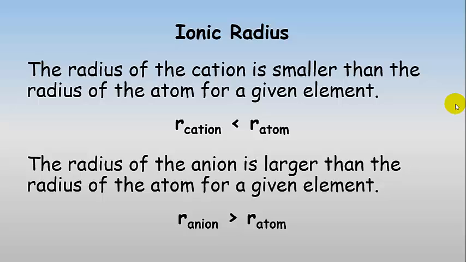All right? So again, the anion and the atom are going to have the same number of protons. But now the anion has more electrons than the atom. So more electrons to keep track of, and same amount of positive charge, but less attraction for all of those electrons, more screening. And so basically the anion is expanded in size versus the atom.